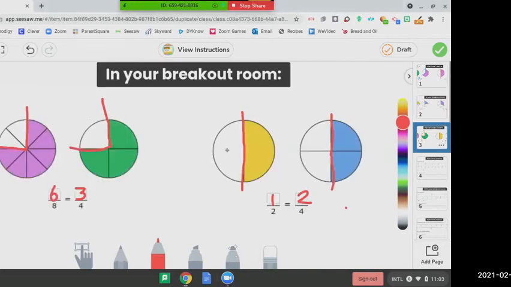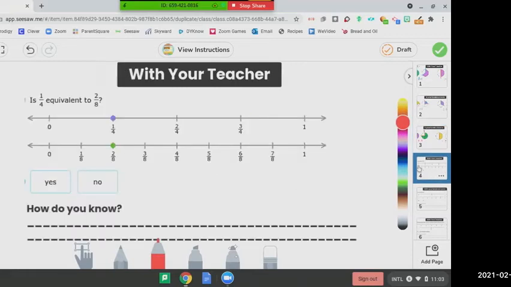On slide 3, you should have found that 6/8 is equivalent to 3/4. Again, if I trace, I can see that that rounded triangular piece is missing on each of my circles. And then 1/2 is equivalent to, or the same as, 2/4. Okay. All right, let's take a look at slide 4.